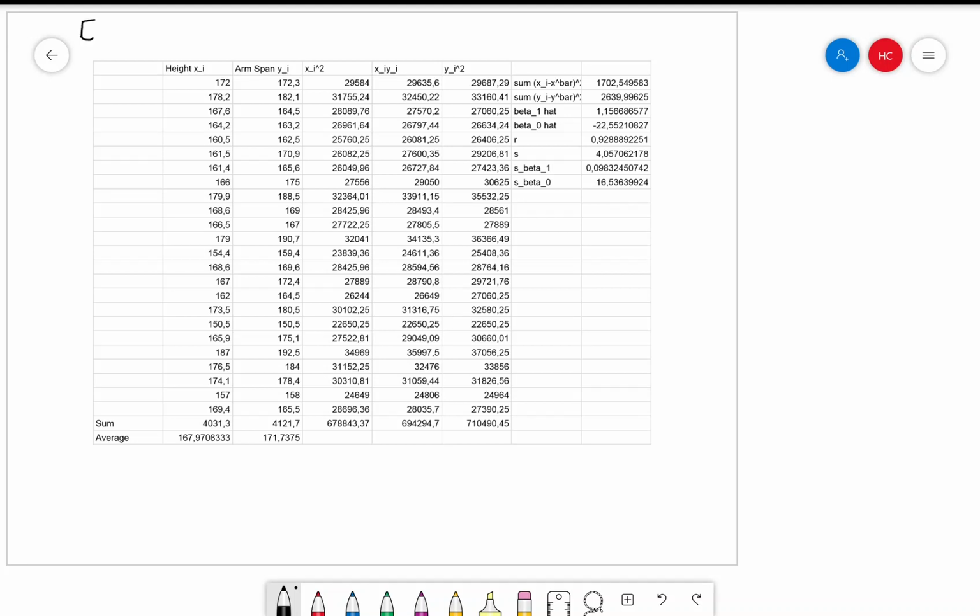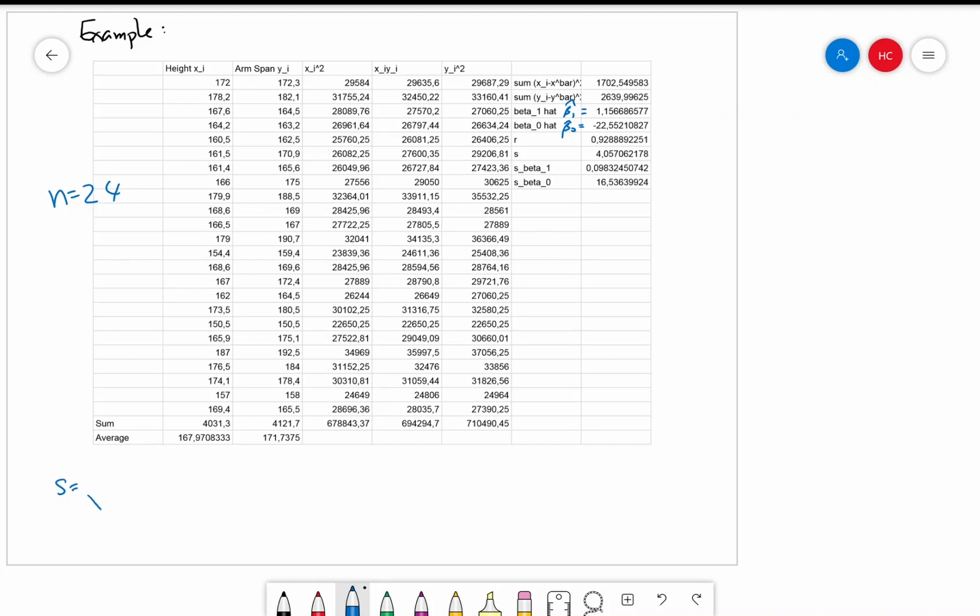Alright, so let's recall the example from the previous section with the arm spans and heights. We have 24 people, so the sample size is 24. And we calculated beta 0 hat and beta 1 hat in the previous section. We're going to have to calculate more things, so let's recall all these quantities.